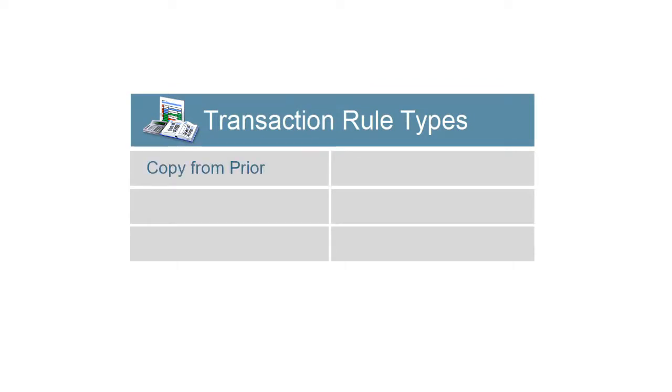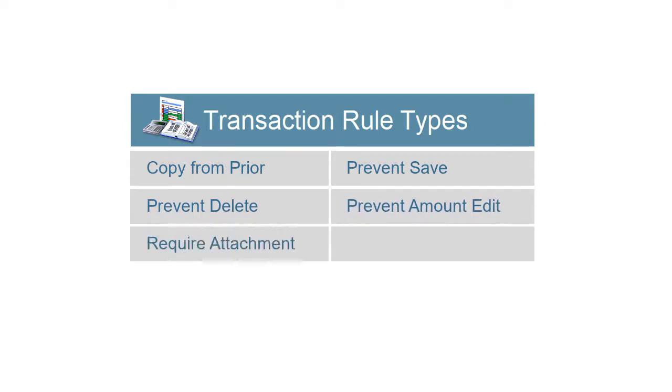Copy transactions from prior reconciliation rules cause transactions from the prior period reconciliation to be automatically copied into the current reconciliation when its status changes from pending to open. Prevent rules prevent users from performing an action when the specified conditions are met. You can prevent transactions from being saved or deleted and amounts from being edited. Require transaction attachment rules prevent a preparer from saving a transaction unless a file has been attached to the transaction.